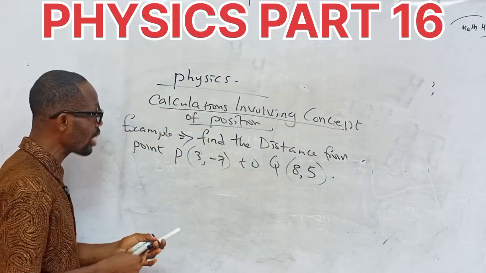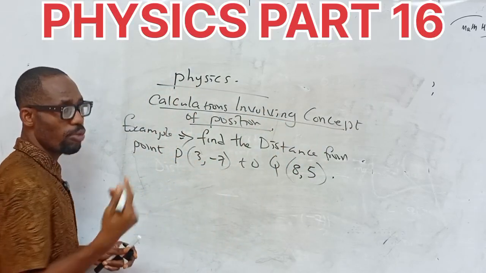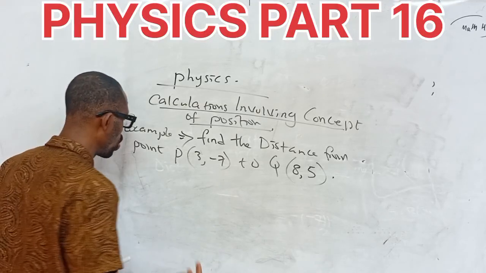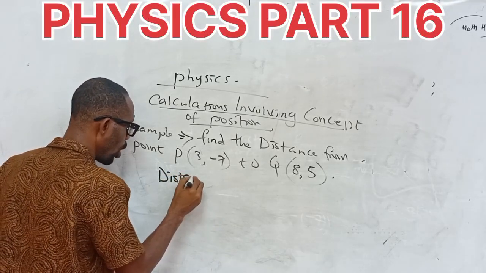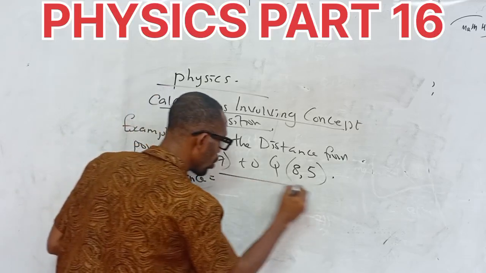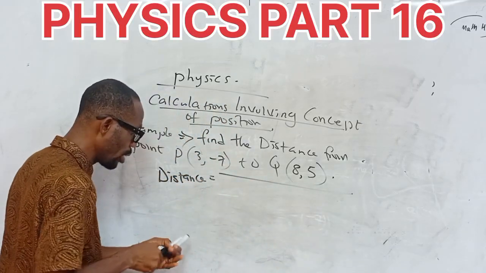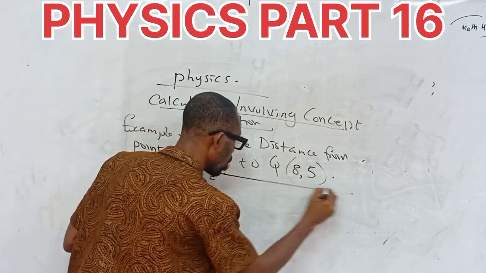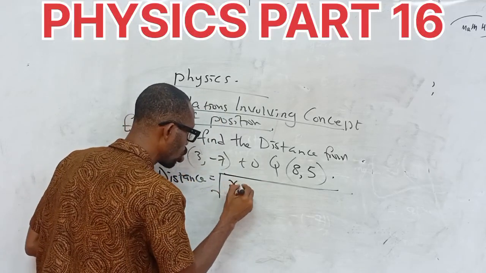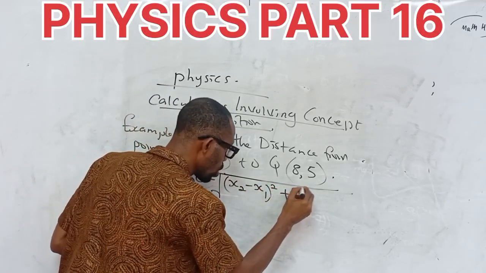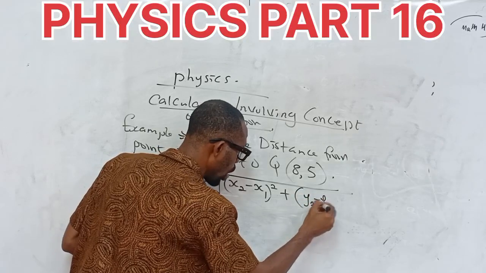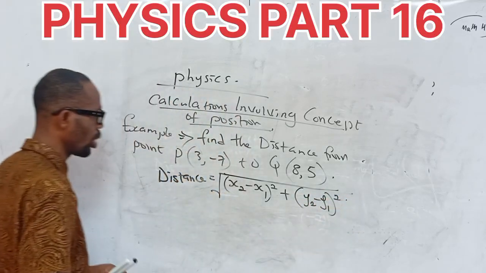Remind me, what formula did I tell you to use? I told you to use the formula from Pythagoras' theorem in geometry. So distance will be equal to the square root of (x2 minus x1) all squared, plus (y2 minus y1) all squared. Do you understand that now?